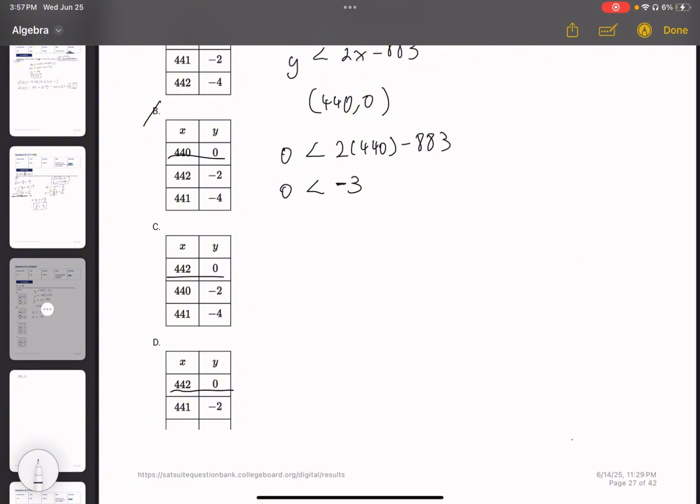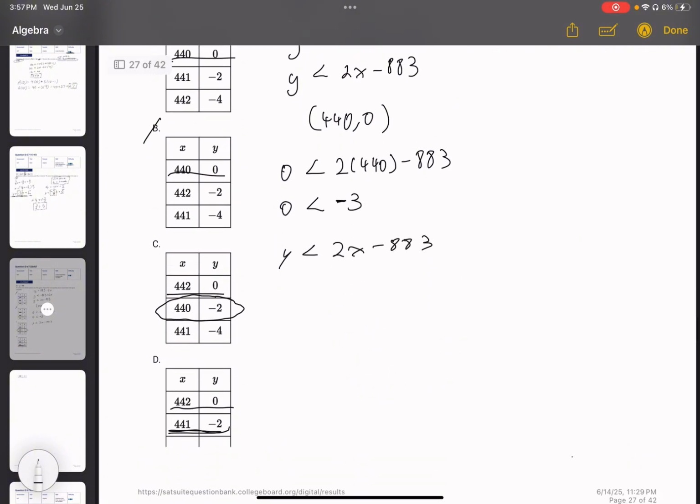So we get this over here. I'm going to plug in this point since it's different from this one. And if this one's wrong, we know D is our answer. So we have, I'm going to write our equation in. Y is less than 2x minus 883, like we had before up here.